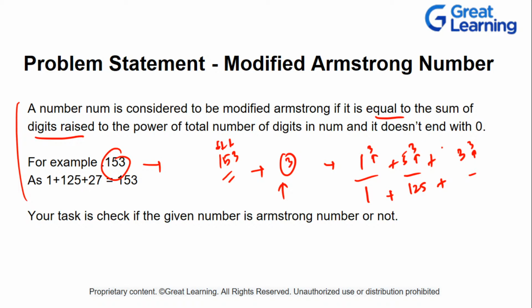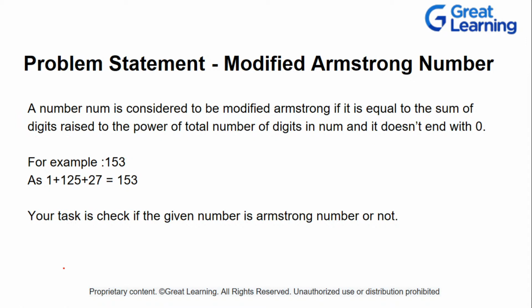Okay, so now 125, and 3 raised to the power 3 is 27, done. And when you add them up, it is 153. It is the same number that we had earlier. So in this scenario, this is your Armstrong number, and you want to check if this number is Armstrong or not. This is the problem. Clear?